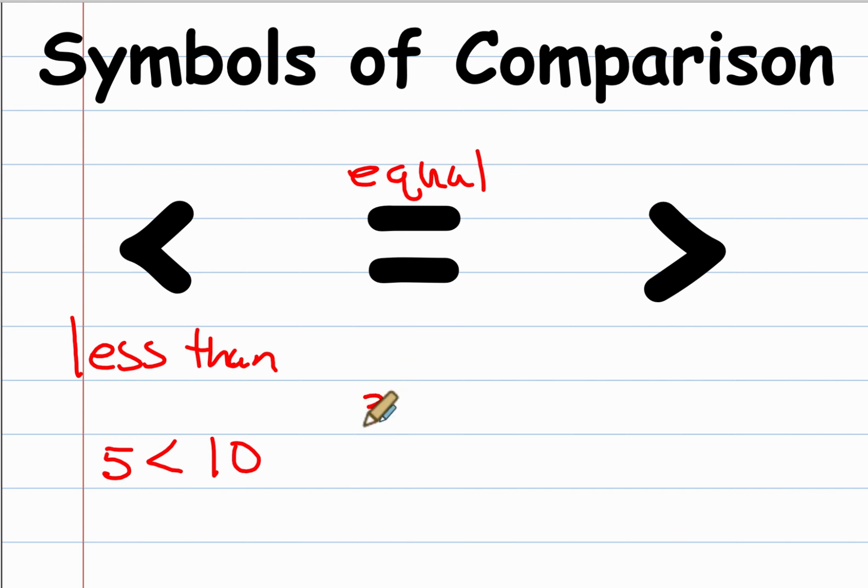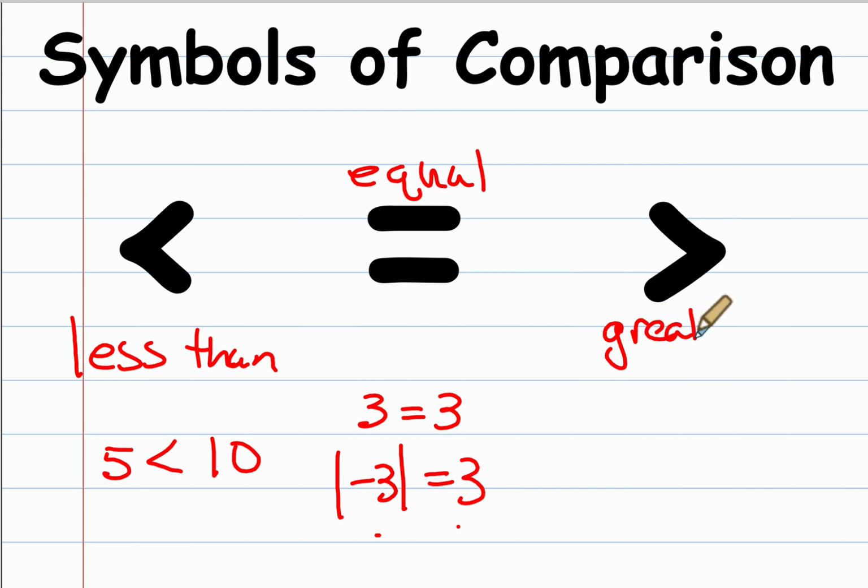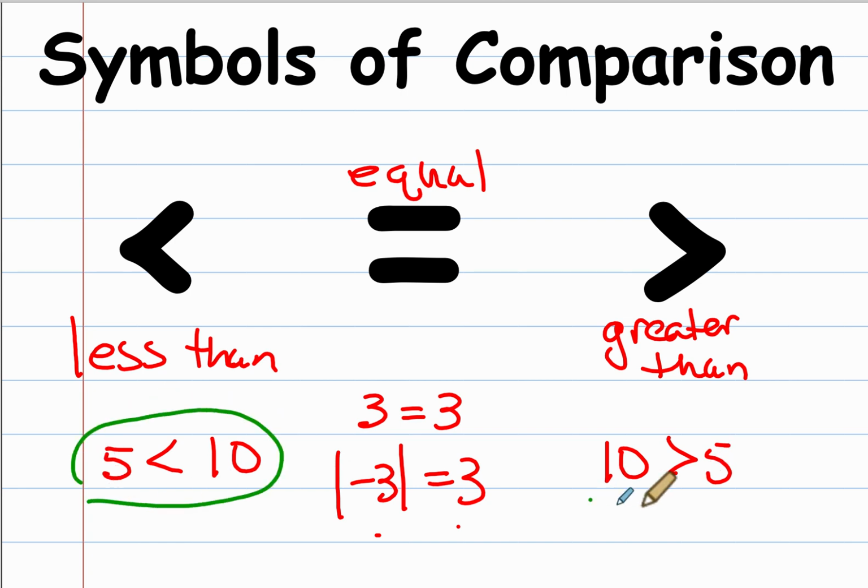So the only thing that's equal to 3 is 3. But as we learned, the absolute value of -3 is equal to 3. So these are exactly the same values. And this one over here is the greater than, as in 10 is greater than 5. So looking at this statement and this statement, they both are comparing 5 to 10, but the order in which we put the numbers changes which symbol we have to use to compare them.